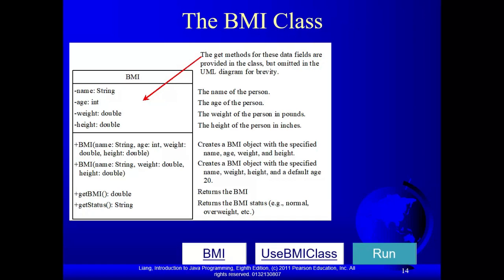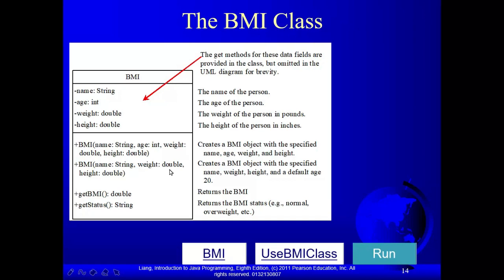It has 4 protected variables: name, age, weight, and height. And it has 2 constructors, overloaded constructors, and 2 getter methods. During construction, we provide this object with age, weight, height, or in the second constructor we provide it with weight and height. Of course, name is also included in the constructor.